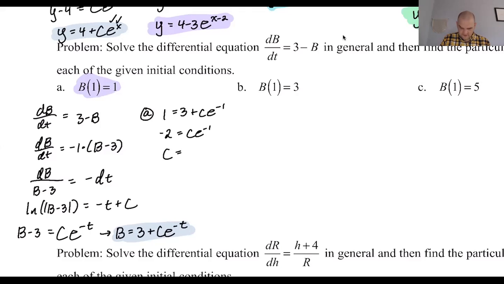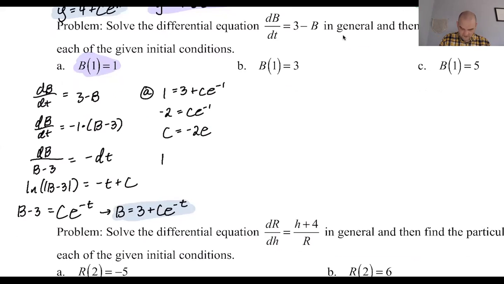C is equal to, well, negative 2 divided by e to the negative first. 1 over e to the negative first is just actually e, so I'm going to write negative 2e. So negative 2e to the first, which is equivalent to negative 2 divided by e to the negative first. You can work it out, hopefully. So then I will say that my solution is 3 minus 2e times e to the negative t. So finally, I would get 3 minus 2e to the, should I write 1 minus t or negative t plus 1? I'm going to go with negative t plus 1, I guess.